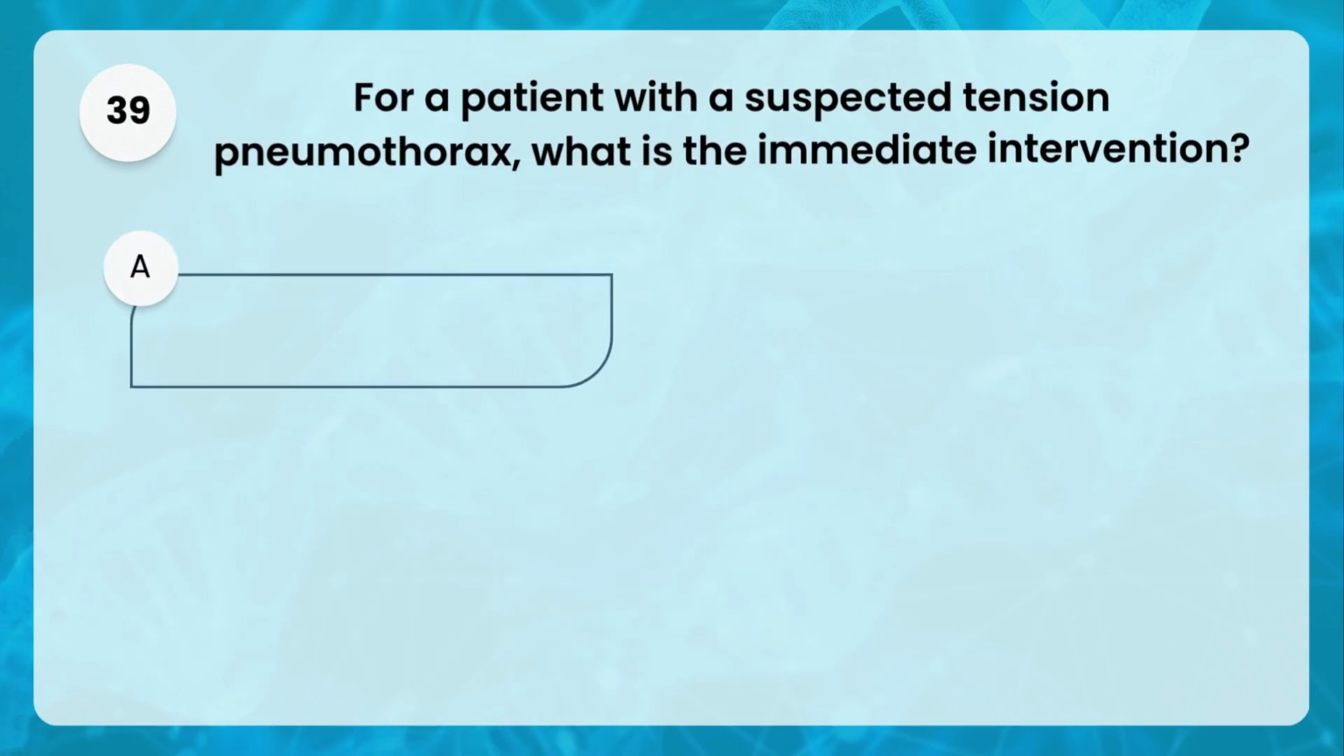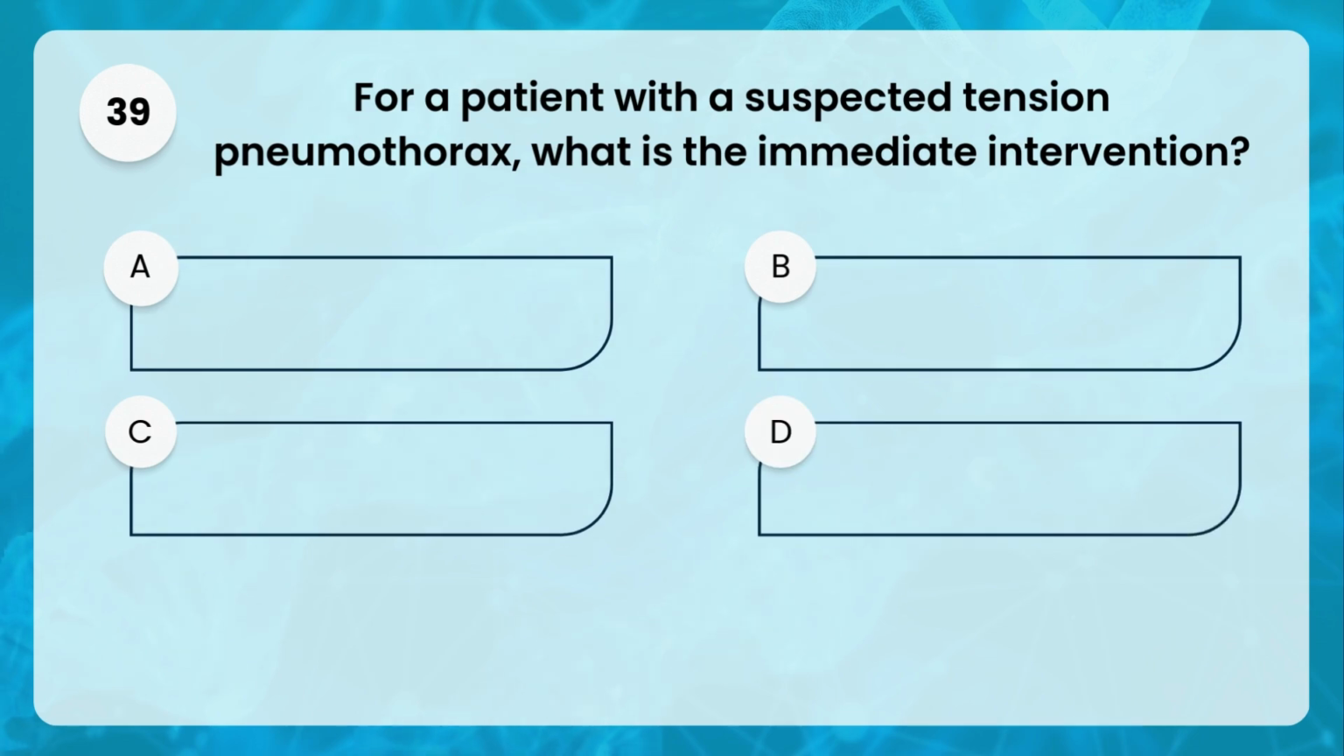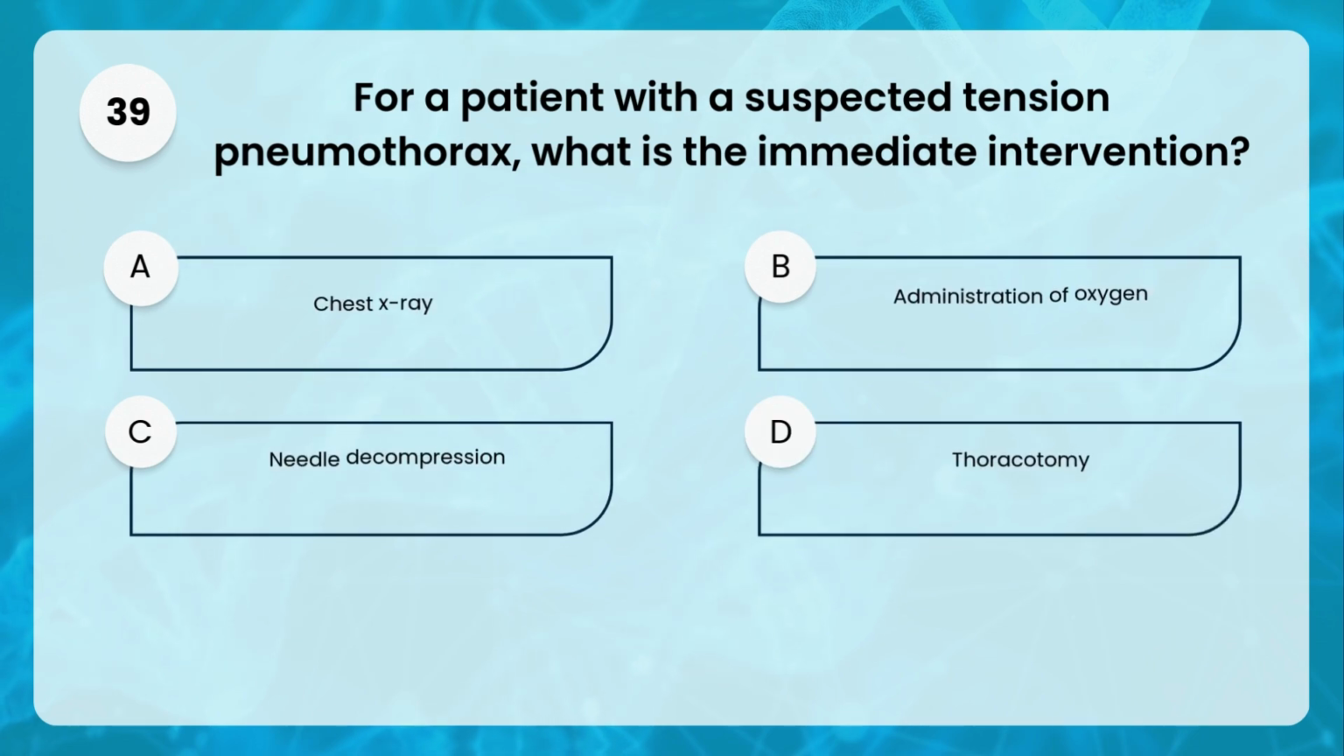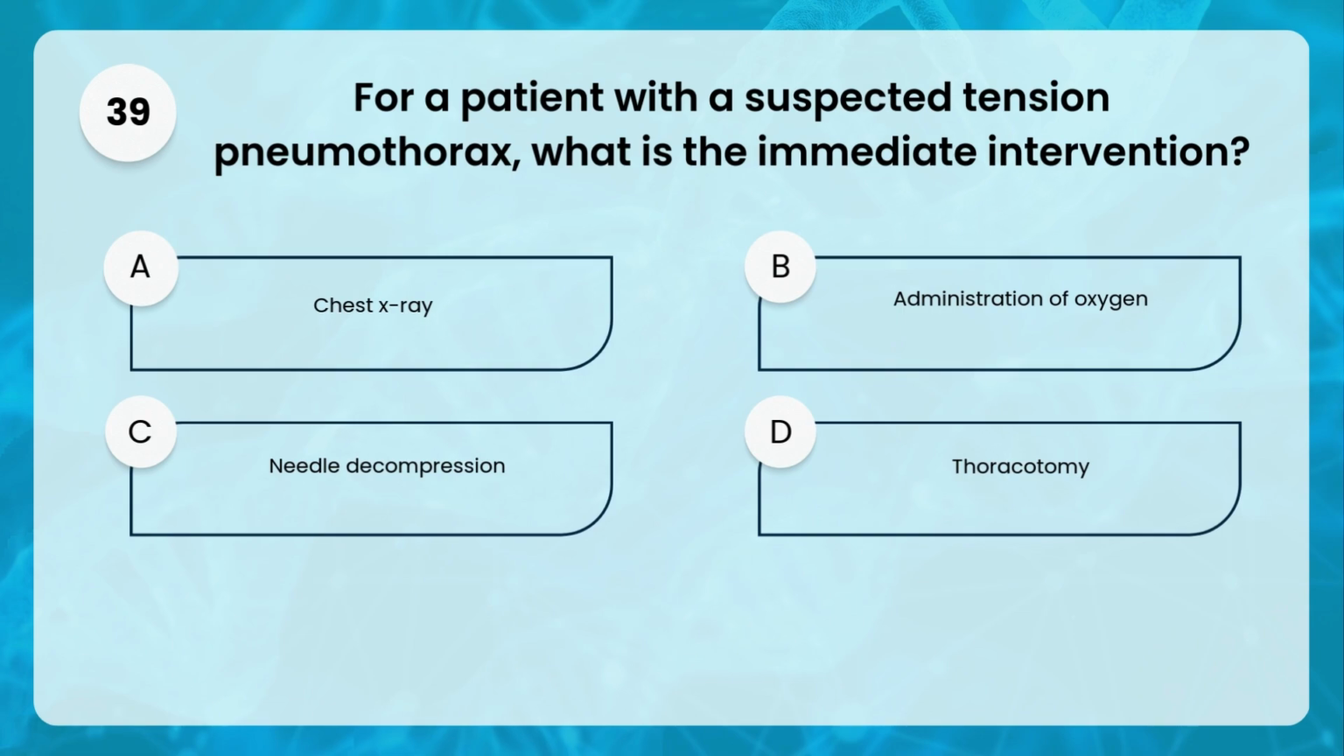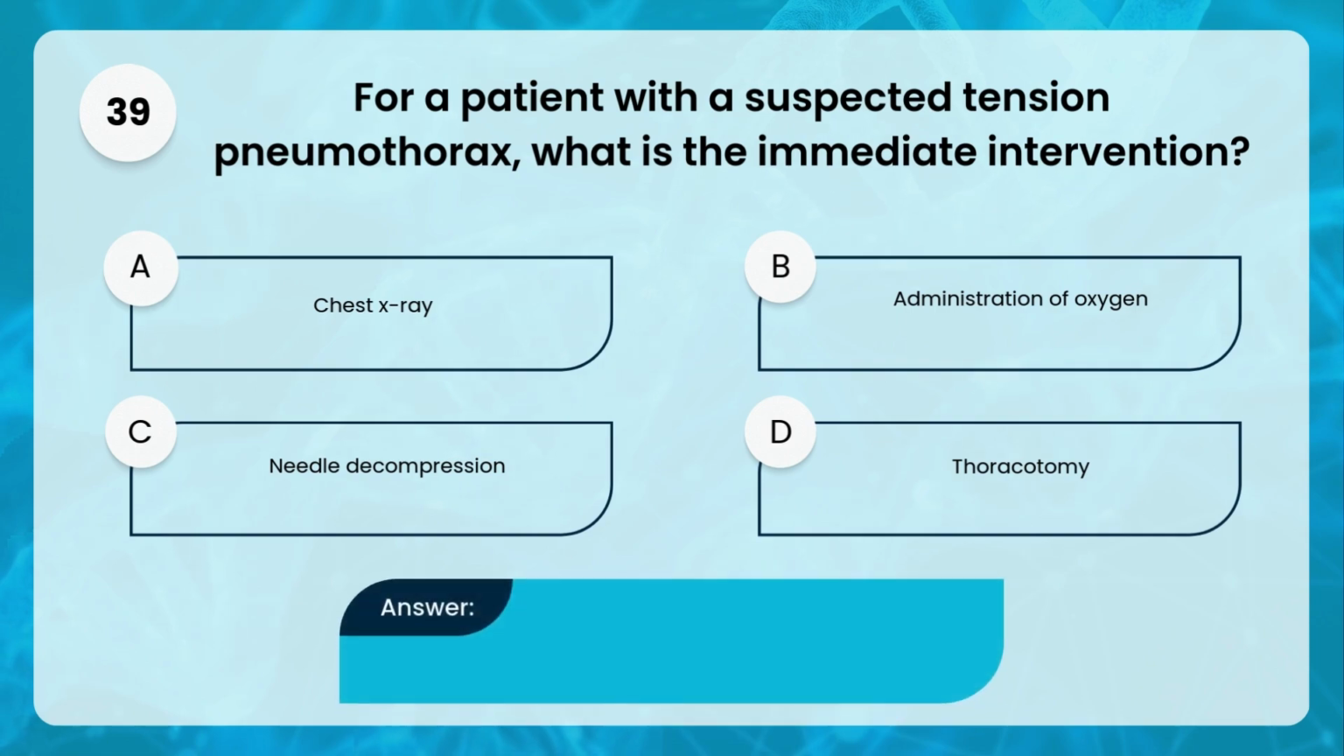39. For a patient with a suspected tension pneumothorax, what is the immediate intervention? A. Chest X-ray. B. Administration of oxygen. C. Needle decompression. Or D. Thoracotomy. The answer is C.